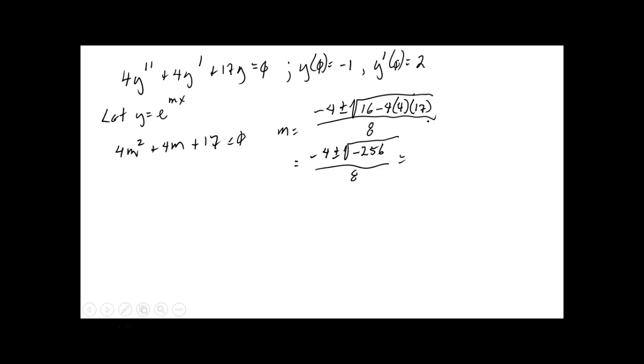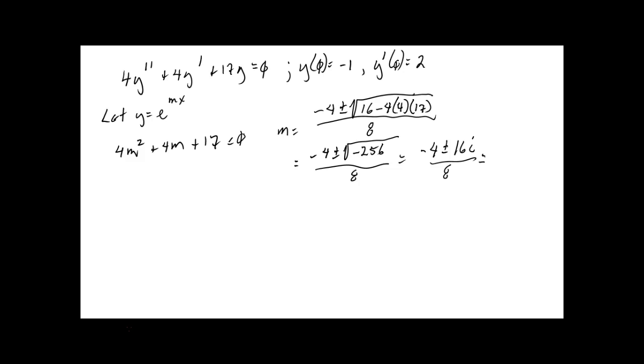Now, 256 sounds pretty much like a perfect square, only it's got an i with it. So minus 4 plus or minus 16i. I'm going to write it that way this time because I don't have a radical to confuse me. Over 8. Clean that up just a little bit. What do you get?